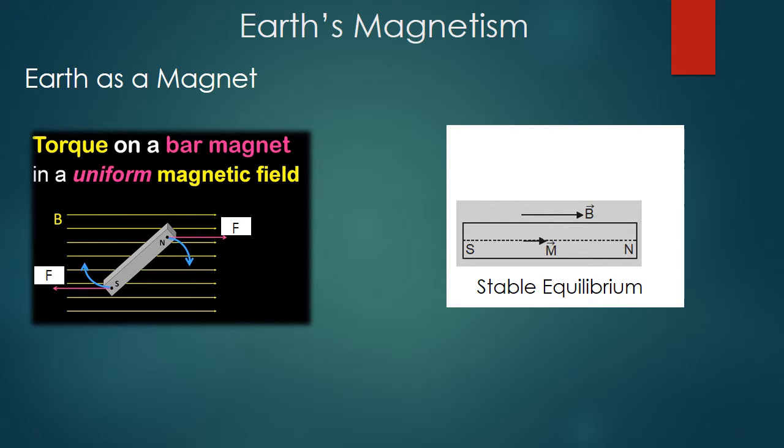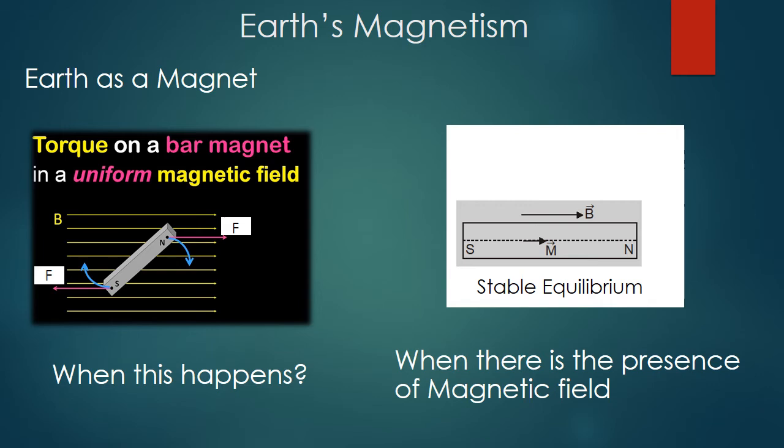In the second figure, you can see the north and south poles of the magnet. Now, in this condition, the torque becomes zero, and this is the equilibrium condition. Now, the question is, when does this happen? When there is the presence of a magnetic field.